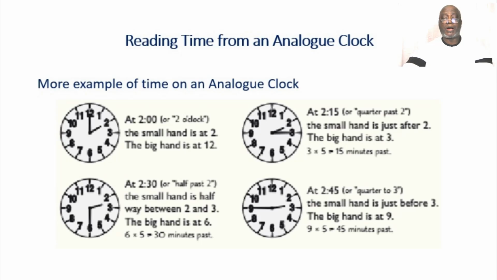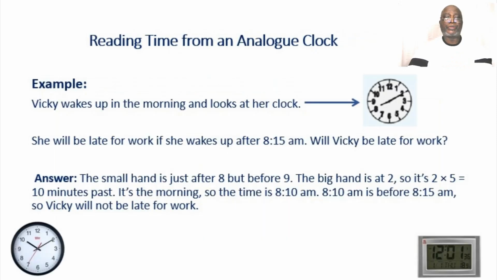So once you know how to tell your time by calculating from 12 onwards clockwise with the big hand and using the minute strokes, not the numbers but the minute strokes, you should get it right, because each number is 5 minutes in between. We continue with reading time from an analog clock.